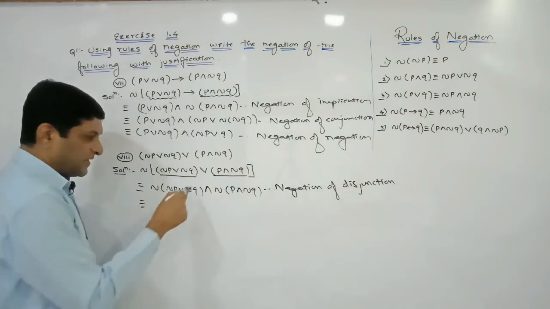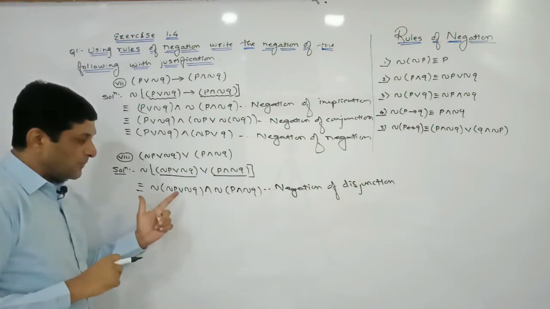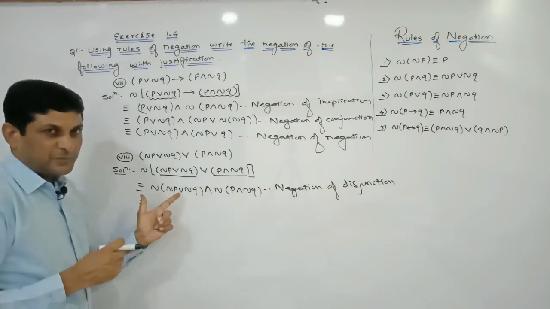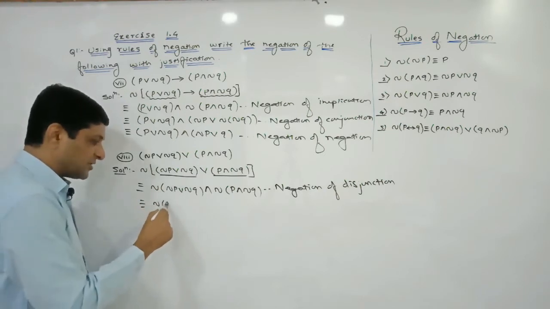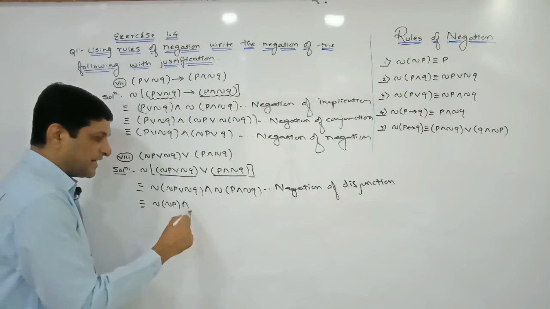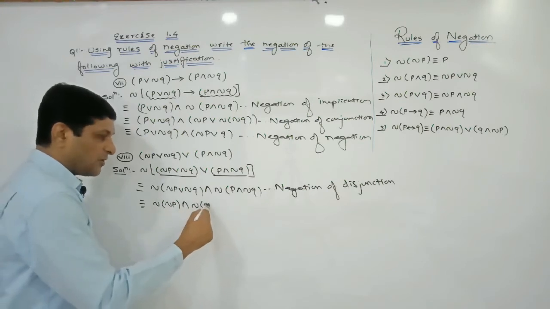Now let us simplify the first bracket. Here two parts are connected by what? Or, means what? Disjunction. In this case also replace both the letters by its negation. Negation of negation P, or will get replaced by and, negation of negation Q.